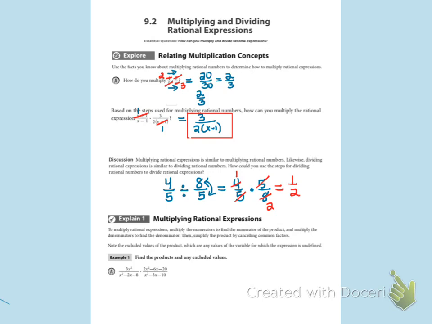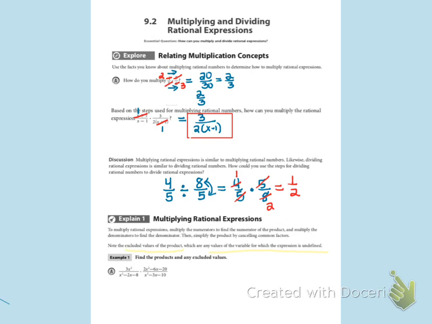So note the excluded values of the product, which are any values of the variable for which the expression is undefined. We're going to be targeting those denominators, seeing what makes them equal to 0, because those are the things that make it undefined. So really step 1 in my mind is to do any factoring that you can, so you can see if you can reduce. With adding and subtracting we factored the denominator just to see what we had to work with in getting a common denominator. But in multiplying and dividing, we want to factor everything and see if we can cancel anything out to start.